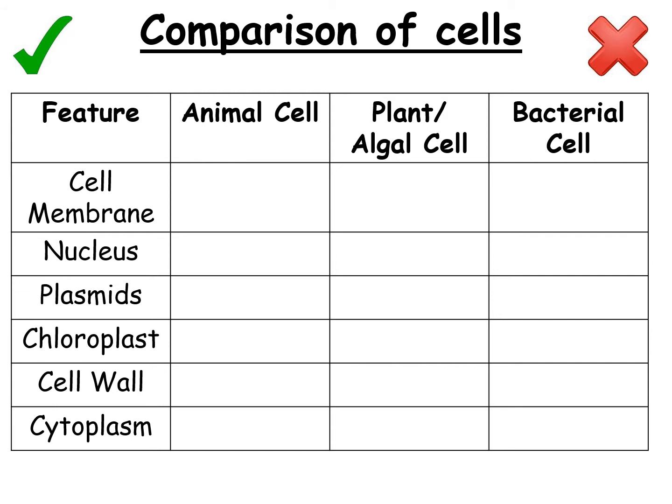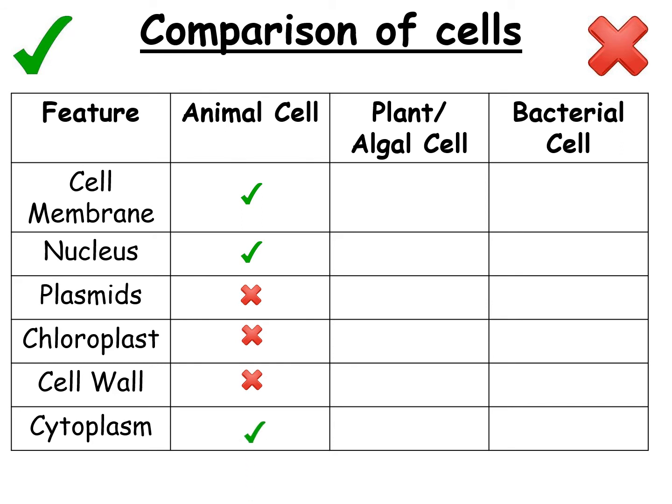Right, starting with the animal cell. Okay, so an animal cell does have a cell membrane, it has a nucleus, it doesn't have any plasmids because the DNA is bound up inside the nucleus. It can't photosynthesize, so it has no chloroplasts, no cell wall, but it does have cytoplasm.